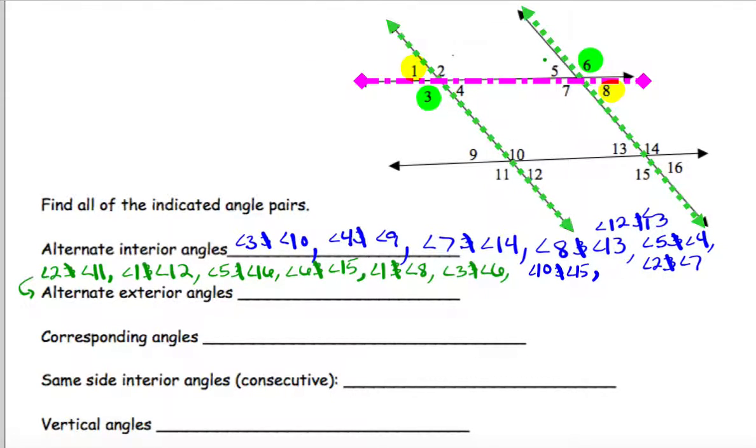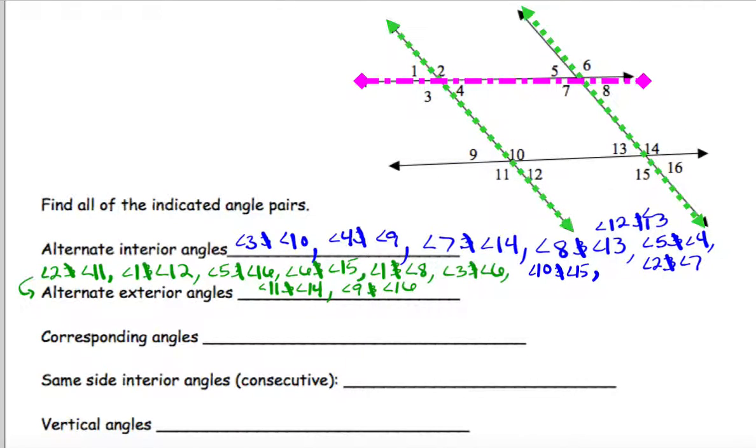And then if I'm using the line set on the bottom of the picture here, I would say 11, we'll go with 14, alternate exteriors, and 9 would go with 16. Just a ton of those. Corresponding has even more than this, so I'm probably going to get to the point where we're not going to name all of them. Just going to sort of pick some to name.